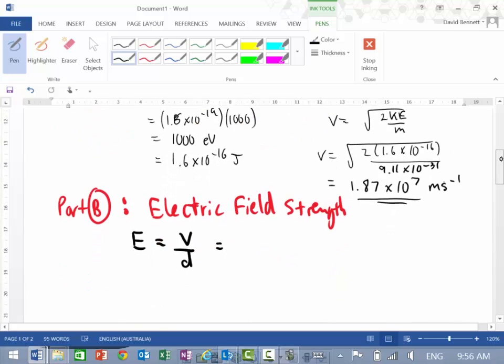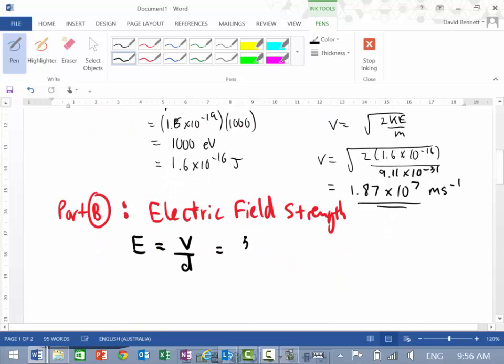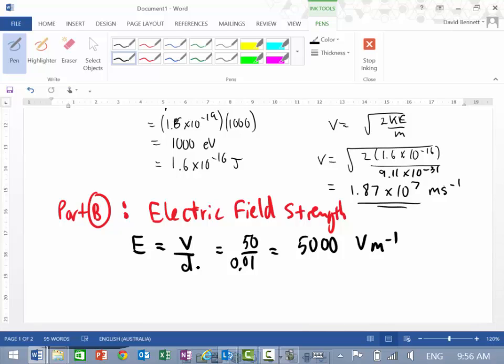So our electric field strength is going to be 50 divided by, oh actually not 1, it's 0.01. So that's going to be 5,000 volts per metre. The units are volts, and then obviously we're using metres for distance, aren't we? So that's 5,000 volts per metre. That's our electric field strength there. Right, so that's what we've got there.